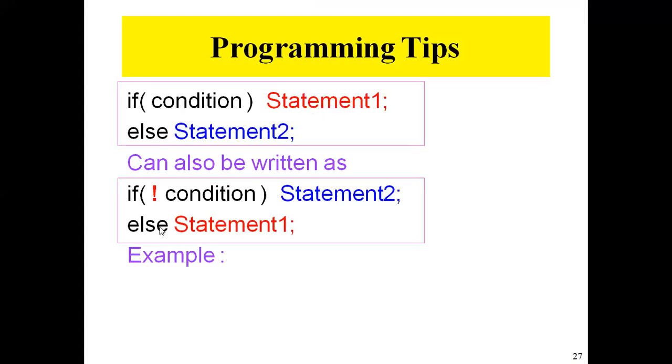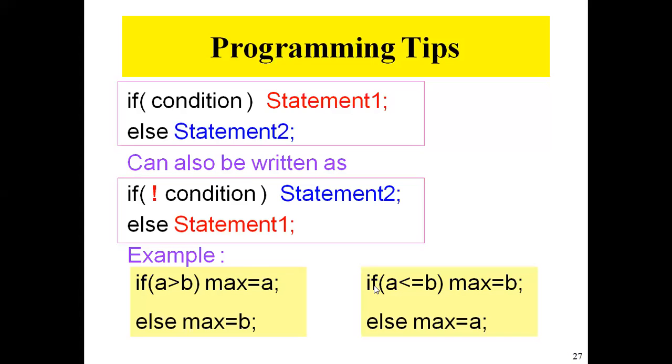For example, if I write if A greater than B, then max is A, else max is B. Now if I want to swap these two statements, I have to negate the condition. What is the negation of greater than? Less than or equal to. So you can write if A less than or equal to B, then max equal to B, else max equal to A. Right? A greater than B means max is A. But if you write the reverse, if A is less than B means B is maximum, so you have to store B in max. Understanding this?